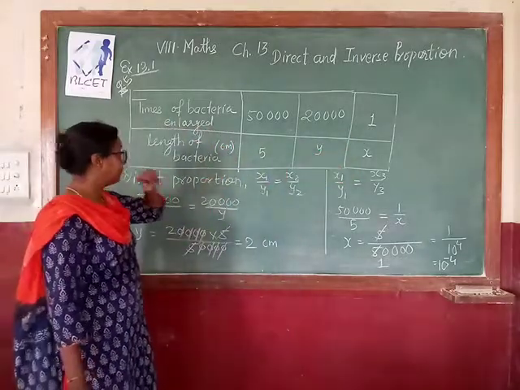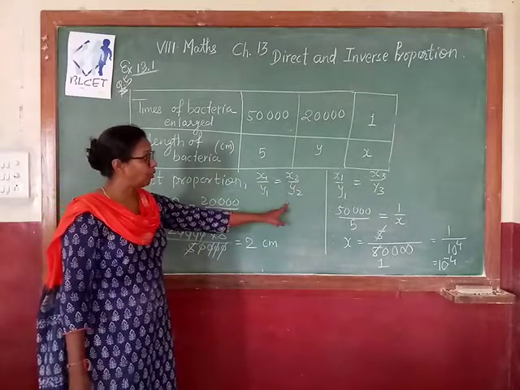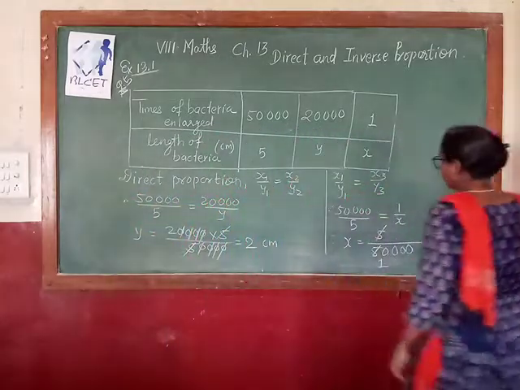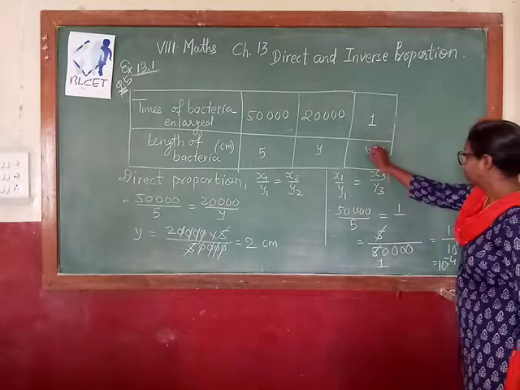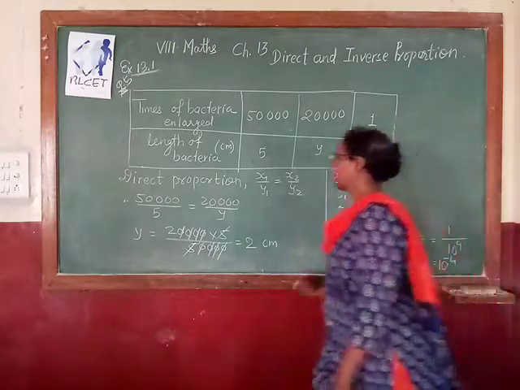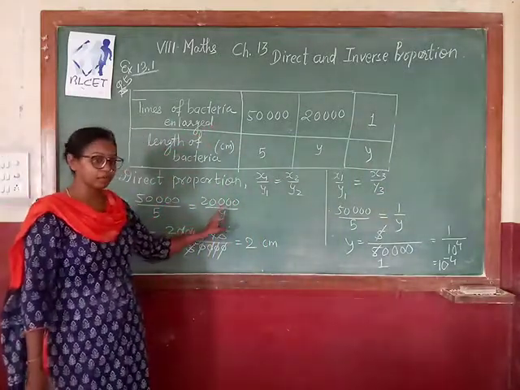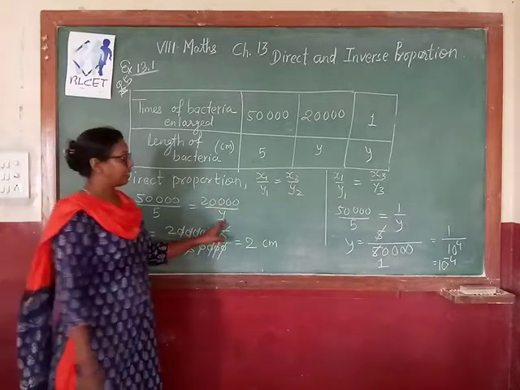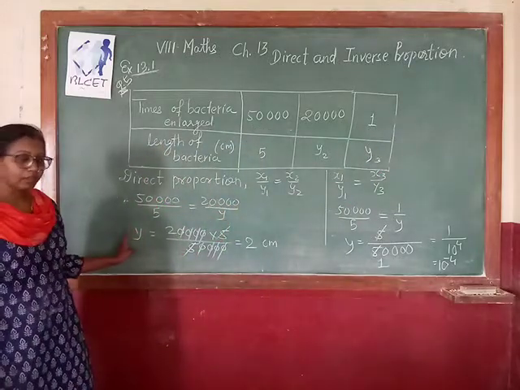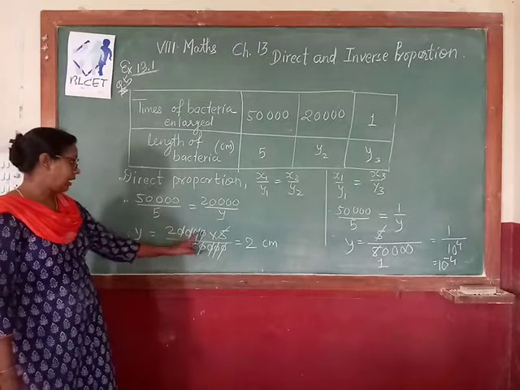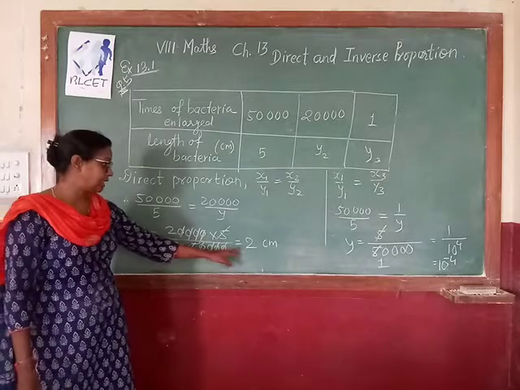So let's see how to find the answers. So x1 upon y1 is equal to x2 upon y2. Sorry, here you have to write y. So we are finding the value of y. Now your x1 is 50,000, y1 is 5, x2 is 20,000, and y that we want to find. So this is your y2 that we consider as y, then y3. So then what is the value of y? So y is equal to 20,000 multiplied by 5 divided by 50,000. If you do the cancellation, your answer is 2 cm.